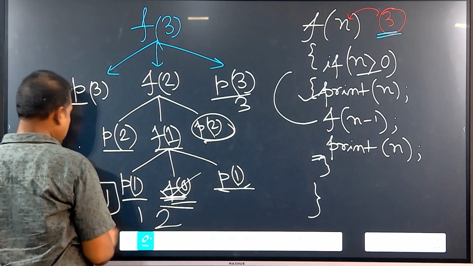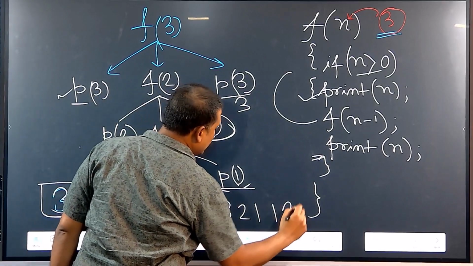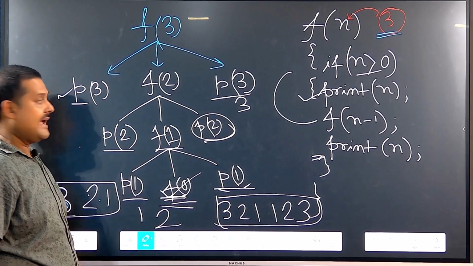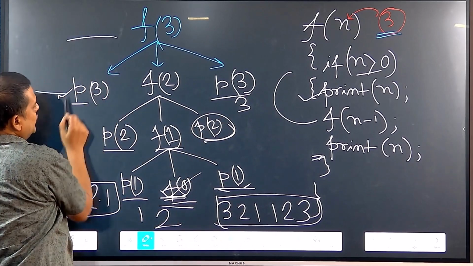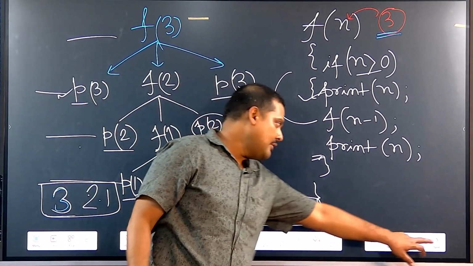So this way, the output will be 3 2 1 1 2 3. So this will be the output for this case. What is the depth of the stack in this case? 1 2 3 4. With a size 4 stack we can implement this code.